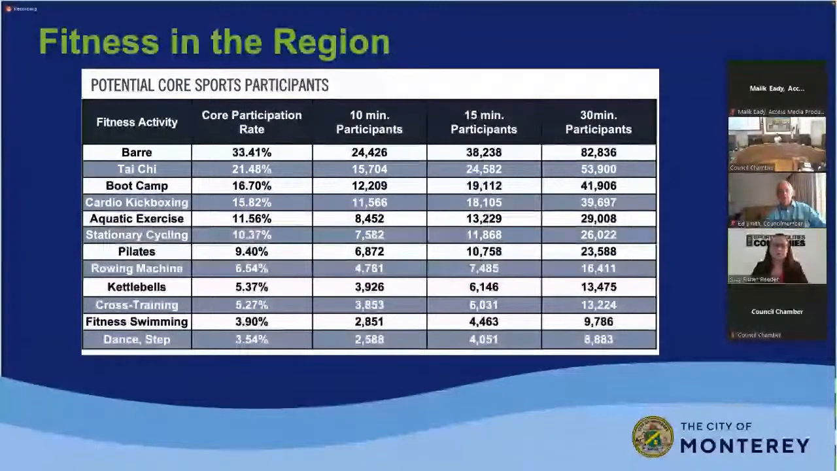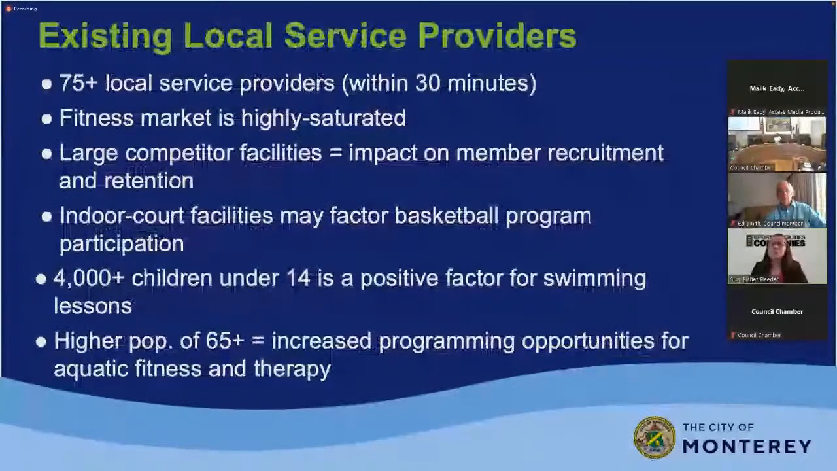Our team reviewed the existing service providers that offer similar assets and programs as the Monterey Sports Center. Local service providers that we reviewed included core facilities at local schools, fitness centers, including the YMCA, InShape, Anytime, Gold's, Montage, aquatic fitness facilities, including Kearns, Palo, the Salinas Community YMCA, and day camp providers such as Pacific Grove and the Carmel Youth Center. The 10 to 15 minute drive time population can support aquatics and the aquatics facilities in the area.